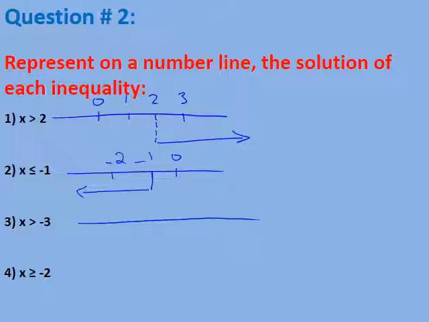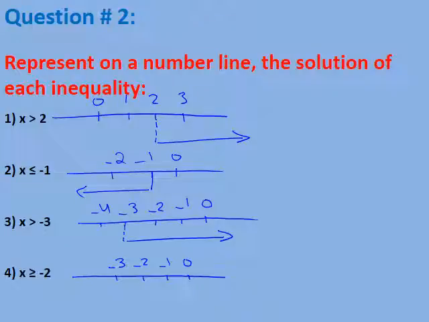The third one, Hassan, x greater than minus 3. 0, minus 1, minus 2, minus 3, minus 4, etc. Greater than minus 3. On minus 3, is it dotted? Yes, it's dotted, towards the positive because greater than minus 3. Now, Dana, x greater than or equal to minus 2. We write 0, minus 1, minus 2, minus 3, etc. On minus 2, is it dotted or complete? Complete, to the positive. Thank you.